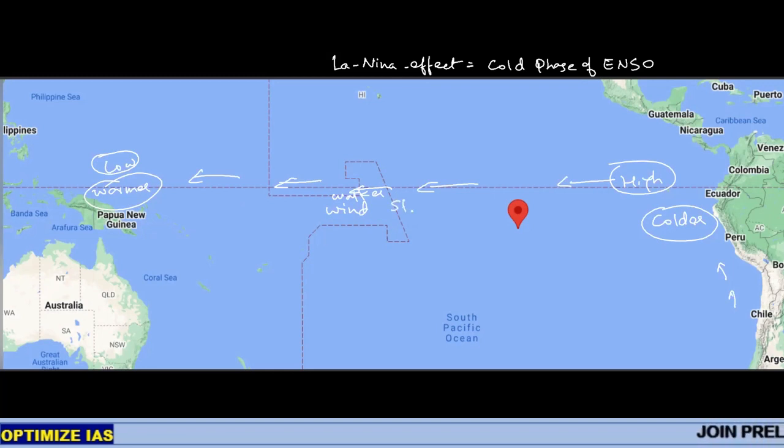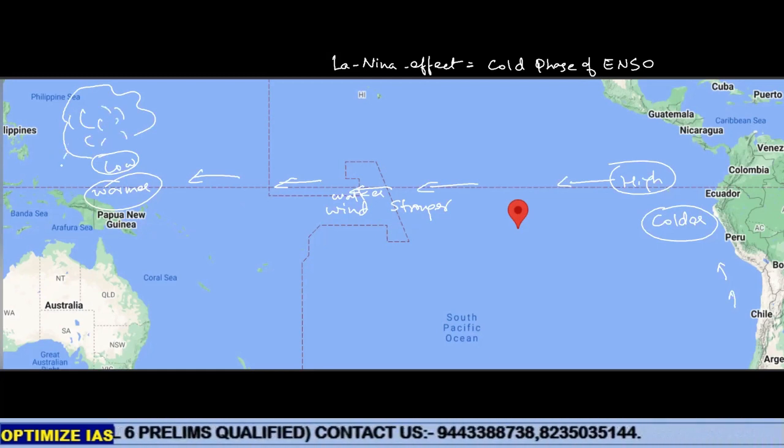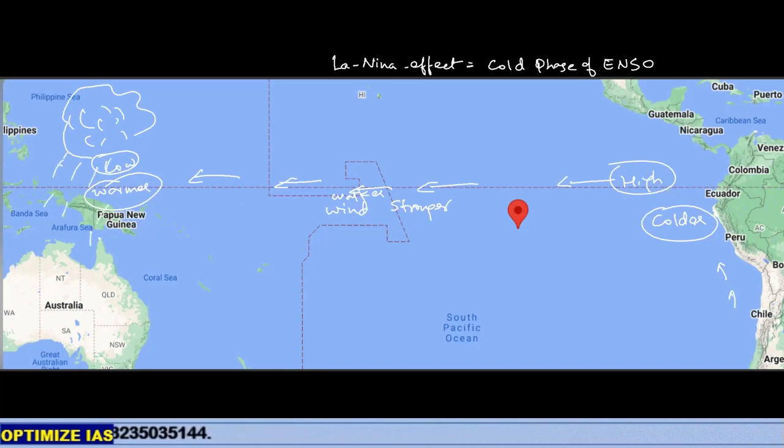When the Walker wind is stronger, cloud formation on this side will be what? More. The Asian monsoon will be more than normal, with heavy rainfall. So this is the situation for heavy rainfall occurrence.